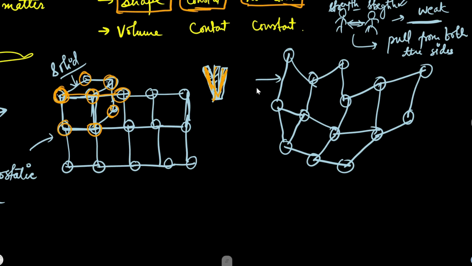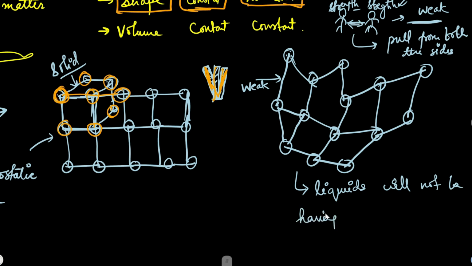Because of the weak forces of attraction, as the distances between the particles increase, the force of attraction also decreases. Sometimes this distance is very high, sometimes it is low. So here there can be a good attractive force, but here it will be less. In total, the liquids will not have great forces of attraction.